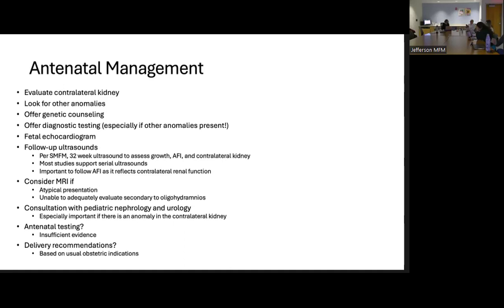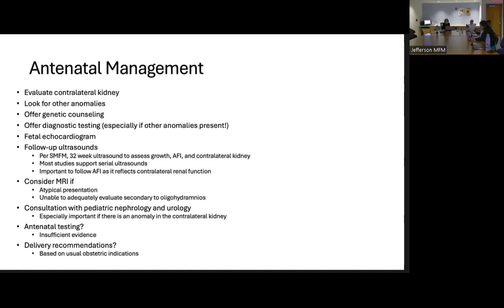SMFM states 32-week growth to assess growth, obviously, AFI, contralateral kidney, but looking through studies, most support serial ultrasounds, not absolutely waiting that long. It's incredibly important to follow the AFI as this reflects your contralateral renal function.